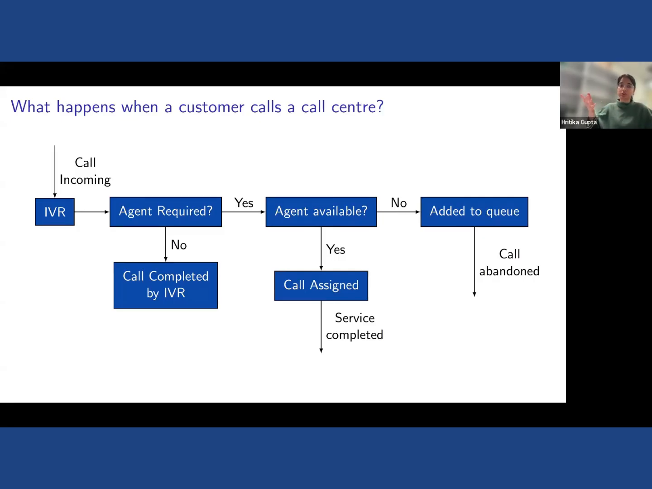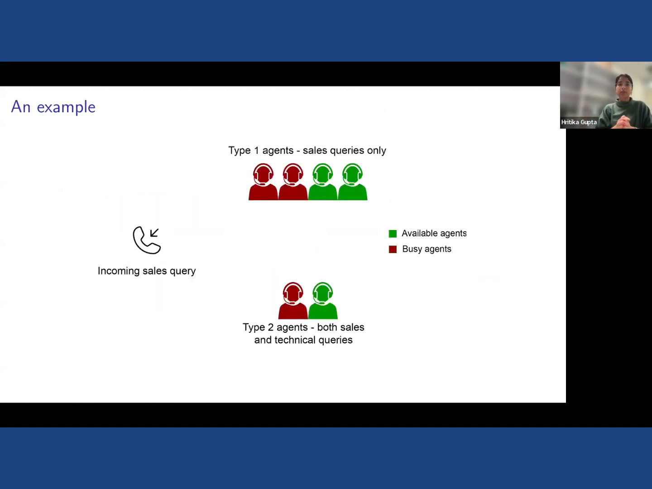Some agents are skilled at solving just one type of query, and some agents are skilled at solving more than one type of query. So whenever there is a call coming in, there's generally more than one way of assigning that call to an agent. And depending on how you assign it, you can increase the efficiency and performance of the call center. Let's take a look at an example to see how this works.